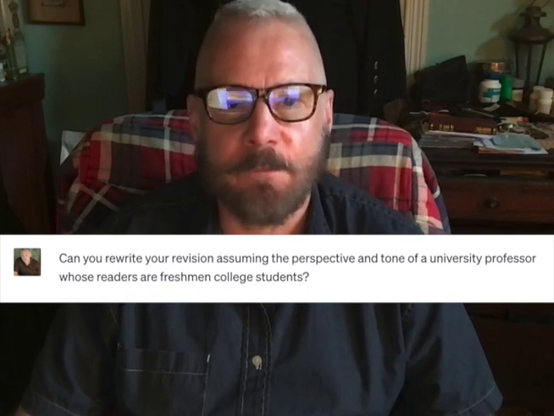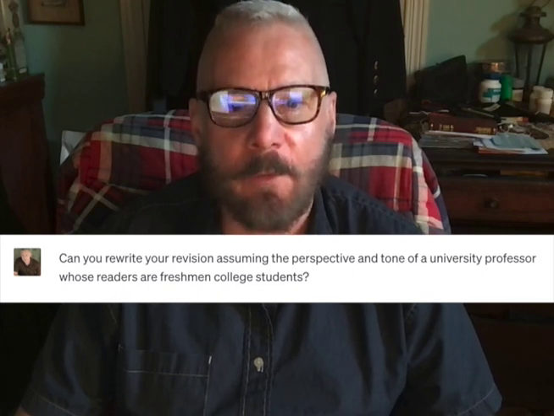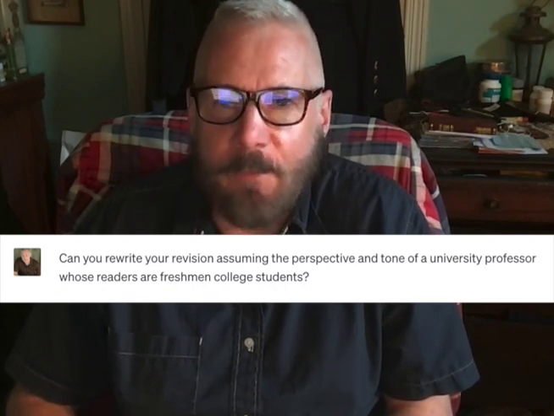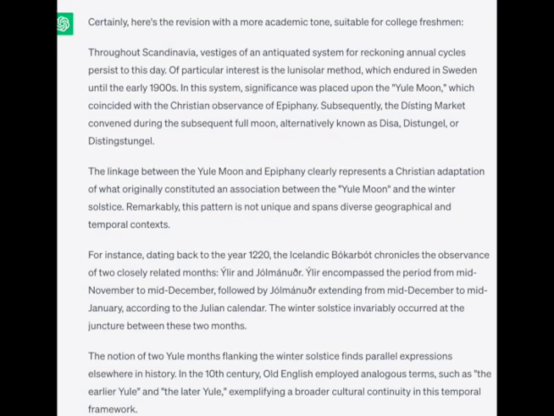So my next prompt to ChatGPT was, can you rewrite your revision assuming the perspective and tone of a university professor whose readers are freshman college students? So how would I rewrite this paragraph if I wanted to make it accessible to my students so they could read it once and understand what's going on? And that's when we got the following output.